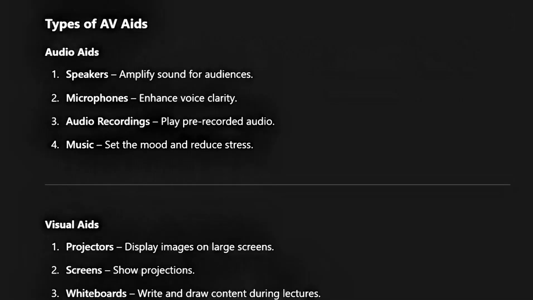Types of AV aids. Audio aids. 1. Speakers, amplify sound for audiences. 2. Microphones, enhance voice clarity. 3. Audio recordings, play pre-recorded audio. 4. Music, set the mood and reduce stress.